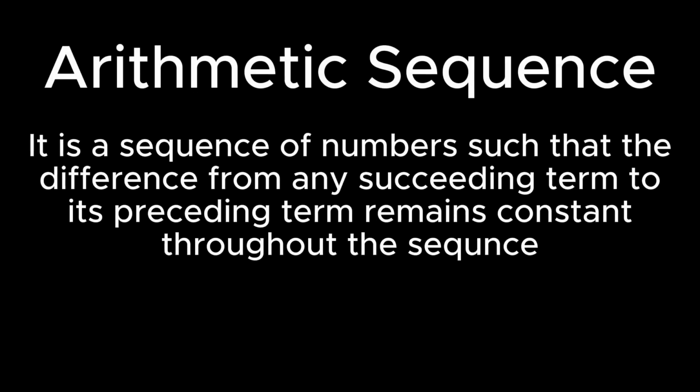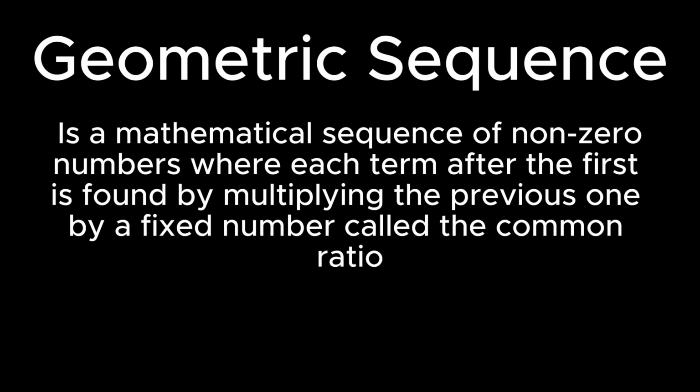Arithmetic sequence. It is a sequence of numbers such that the difference from any succeeding term to the preceding term remains constant throughout the sequence. Geometric sequence is a mathematical sequence of non-zero numbers where each term after the first one is found by multiplying the previous one by a fixed number, called the common ratio.